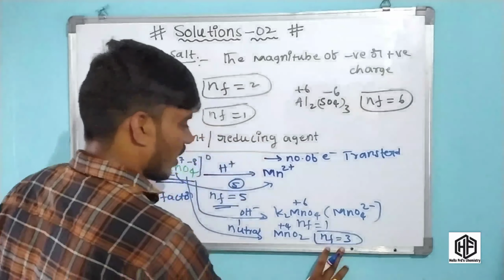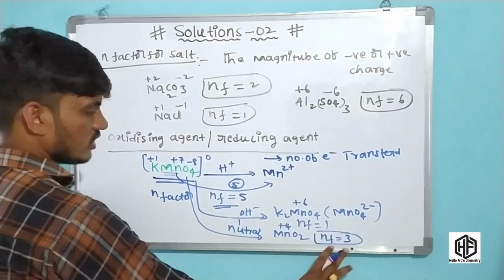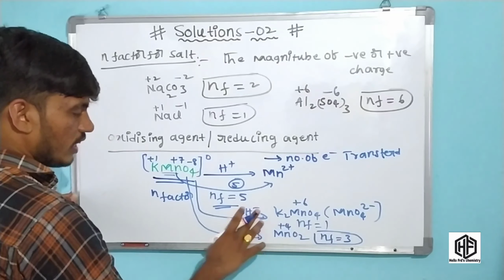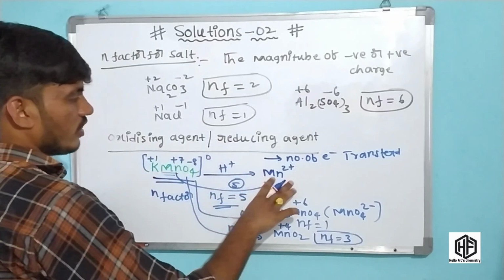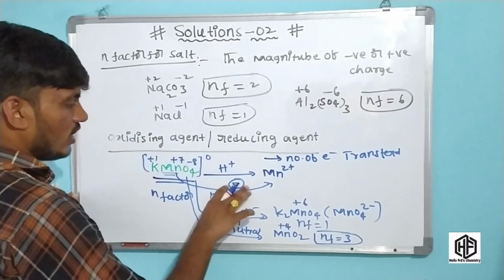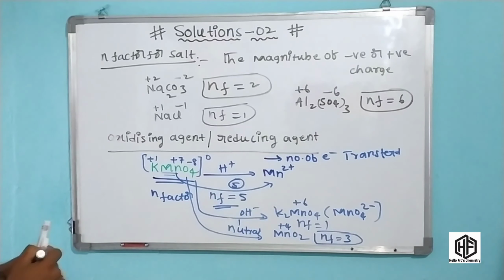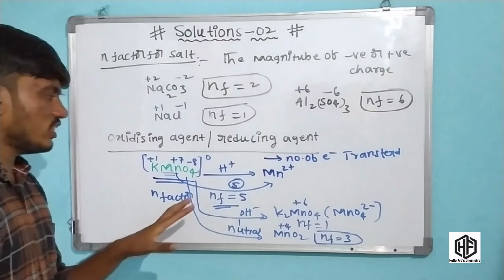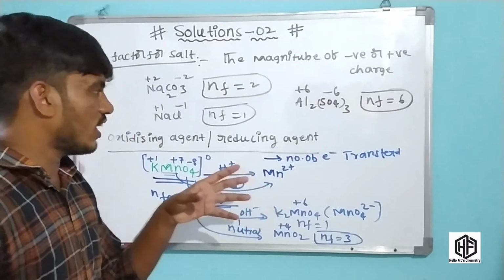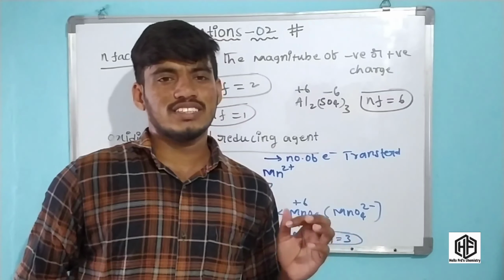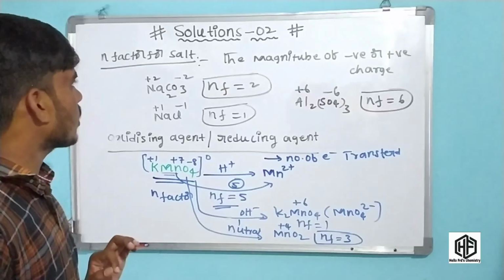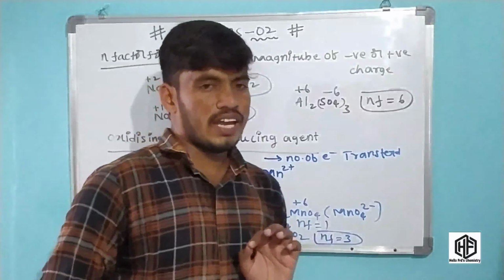Okay friends, the n factor value in the neutral case is 3, in basic medium the n factor value is 1, and in acidic medium the n factor value of KMnO4 is 5. Okay friends, this is the oxidizing agent and reducing agent. For an oxidizing agent and reducing agent, the n factor is calculated as the number of electrons transferred. Okay friends, these are the examples of the n factor.